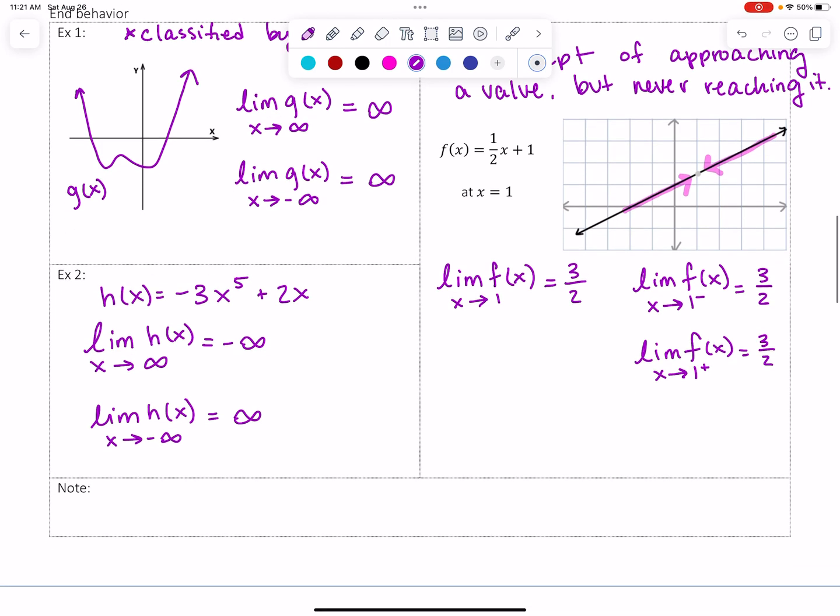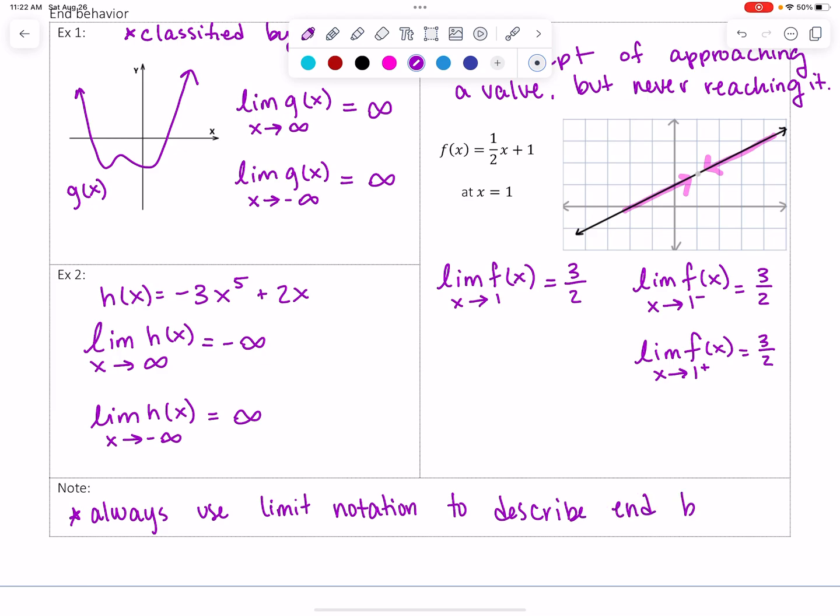So our little note down here is that we are now going to always use limit notation to describe end behavior. So we're always looking for that limit notation now. And on the AP test, you are going to see limit notation. So you need to be able to understand or maybe match up a graph with these types of limits.